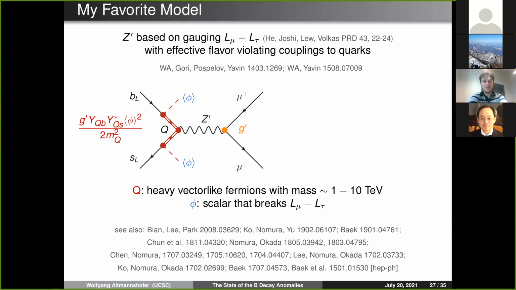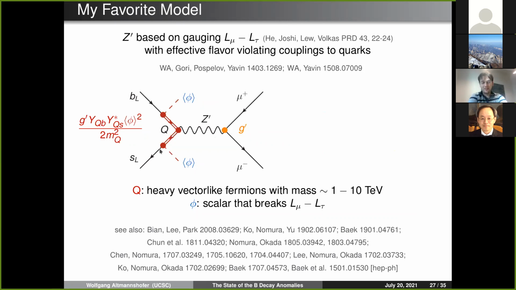In terms of a simplified model, the model that I like most is a Z prime gauge boson that is based on gauging the difference of muon number and tau number. That gives this vectorial coupling to the muons of the Z prime, given just by the gauge coupling of that Z prime, and that gives directly the Wilson coefficient C9 once one couples this Z prime also to the quarks, for example, through mixing with vector-like quarks.